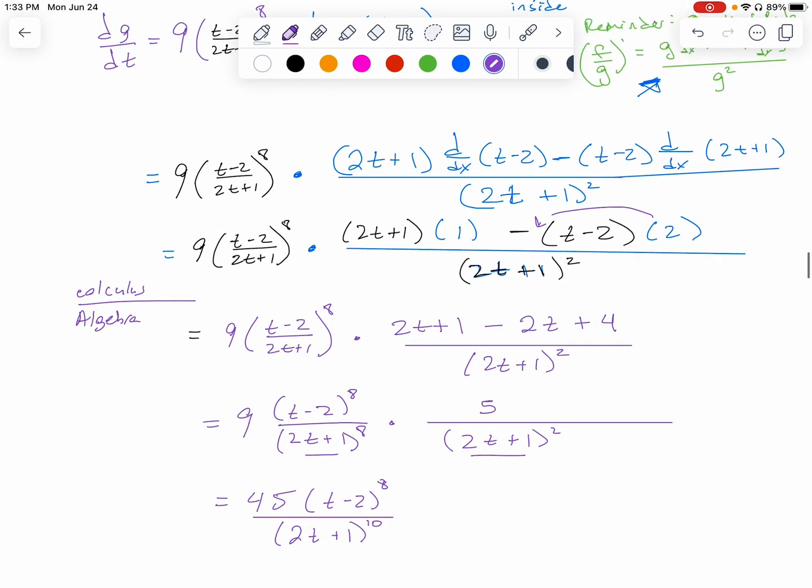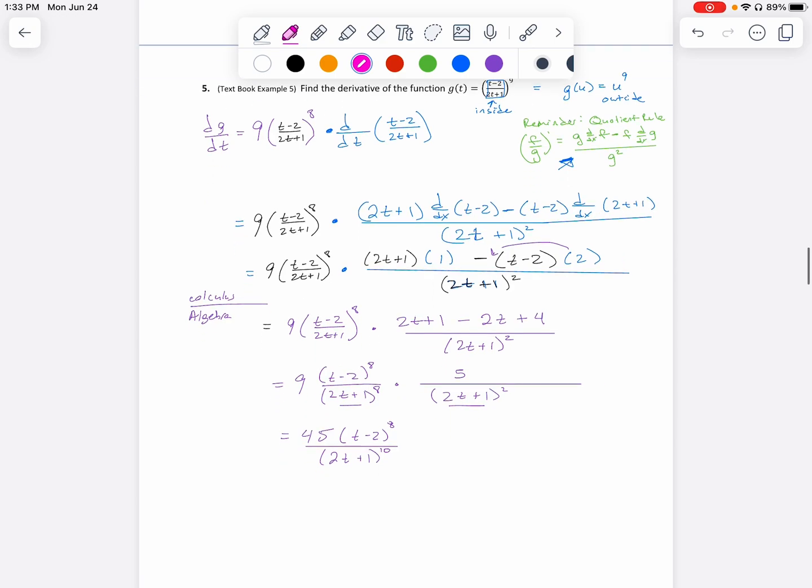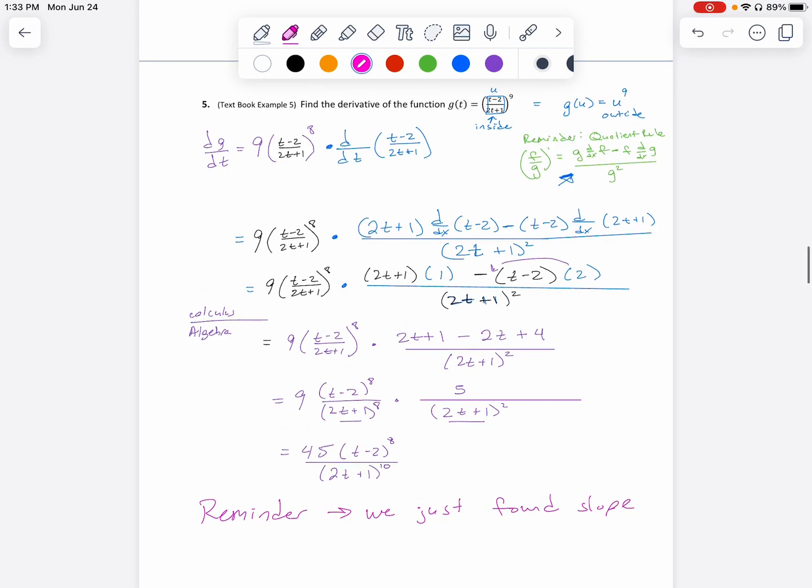So at this point, as calculus gets a little bit more rules on top of each other, it's easy to kind of lose track of what we're doing here. So as a reminder, what did we just do? We just found the slope for this line or this curve at any point t. So you can give me a t and I can tell you the slope of the curve at that point using this function. So this is really just a slope.